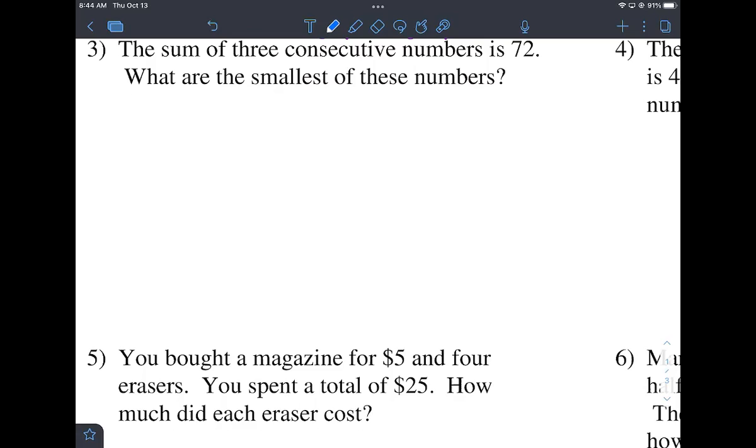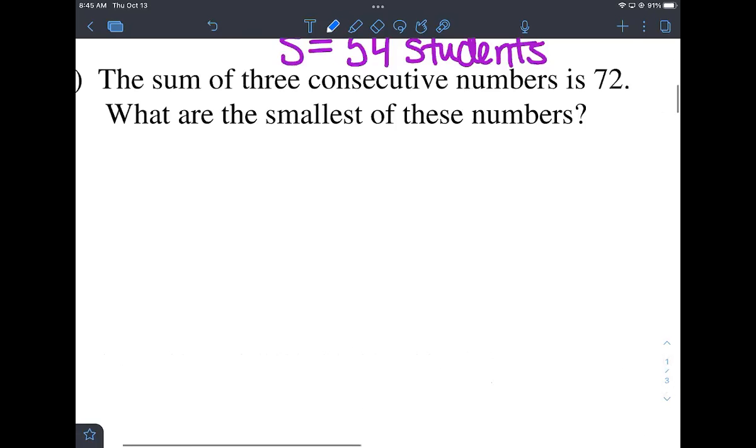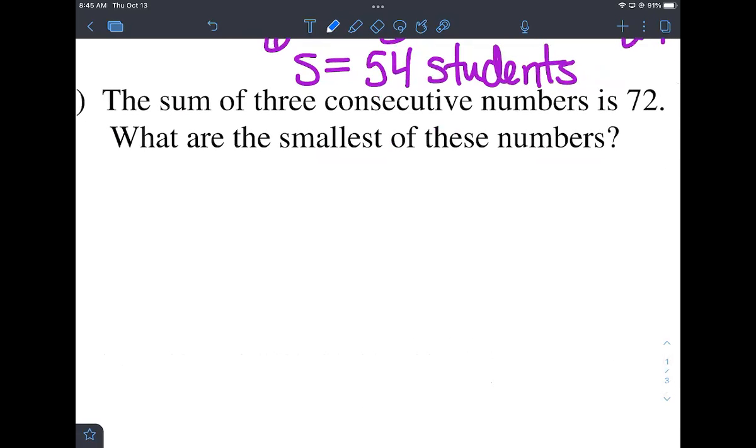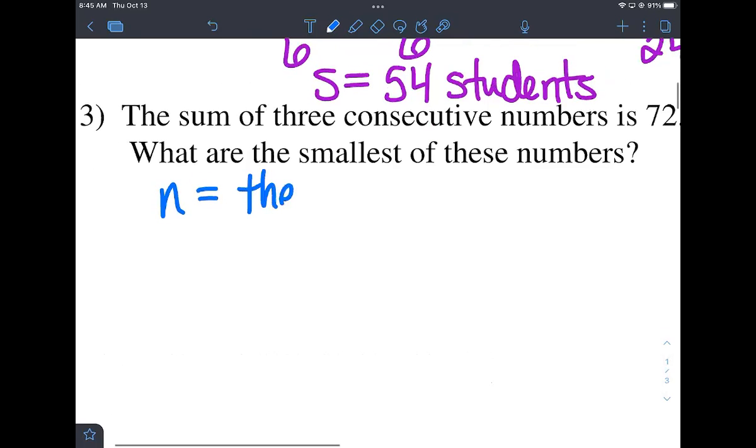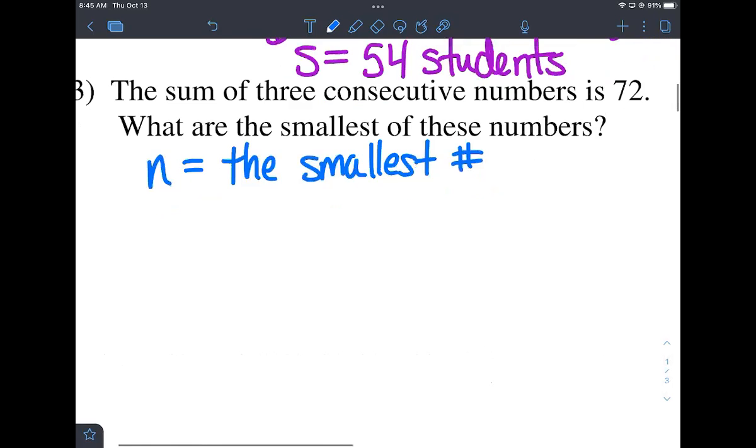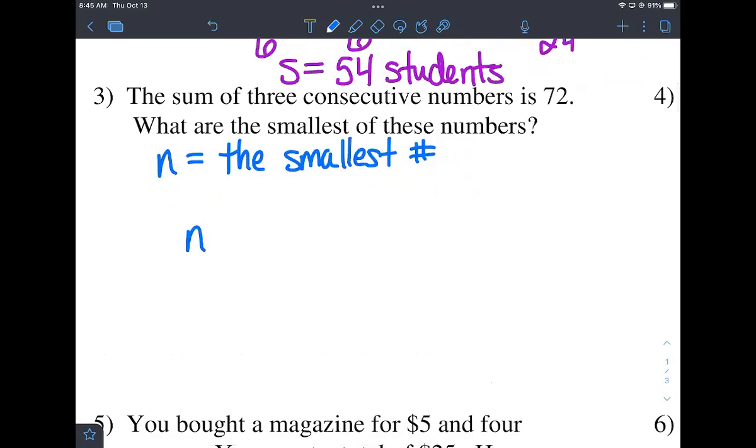So we're just finding a number here. So we could use whatever letter we want to, but there's not gonna be a label for this. It's not dollars, it's not pencils. It's just a number. So we could use N for number or X or whatever your fancy is. I'll just use N for this one. So N is going to equal the smallest number. And there it is. N.